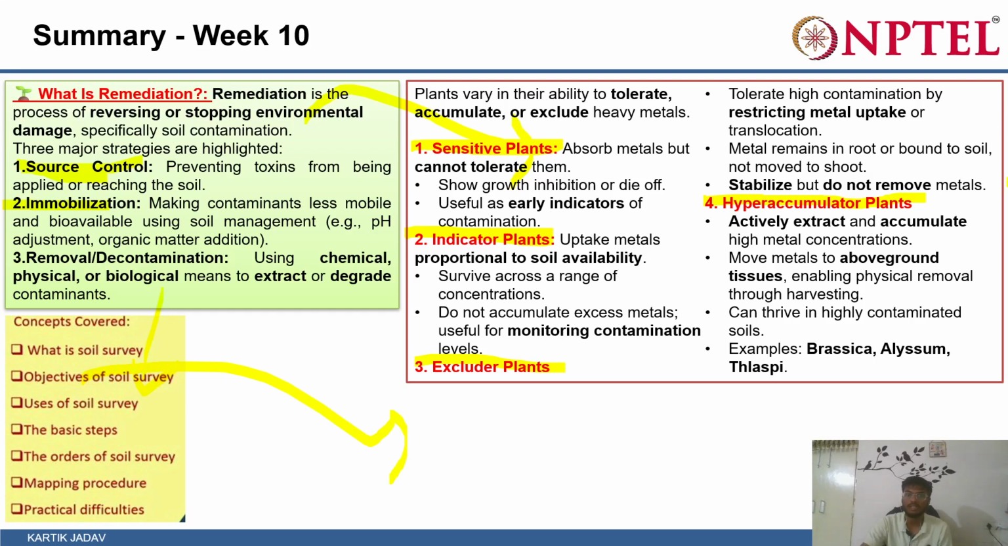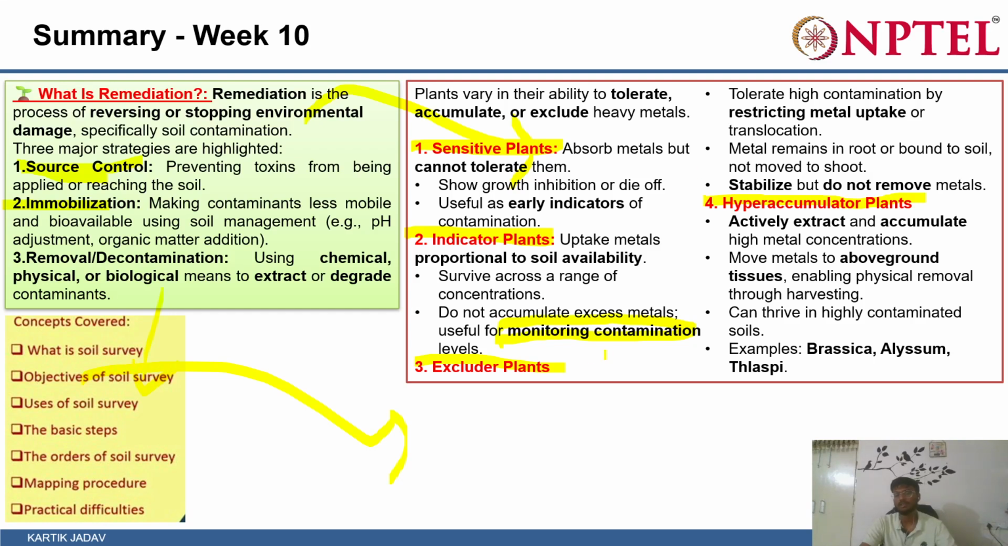While an indicator plant takes up metals proportional to the soil availability. It survives across a range of concentrations but does not accumulate excess metal, which is useful for monitoring contamination level. As it is not taking up or accumulating the excess metal, only up to certain levels, that's why it is only used for monitoring of contamination at certain levels.